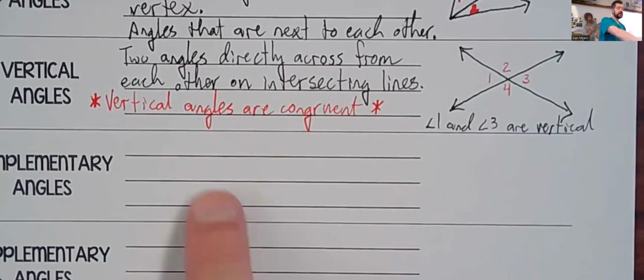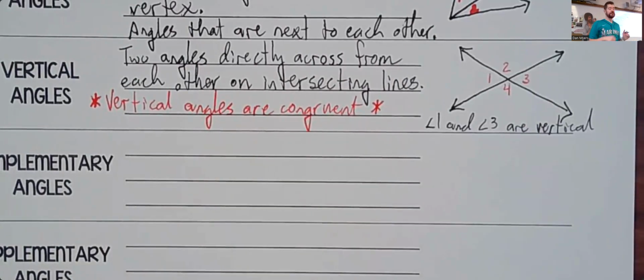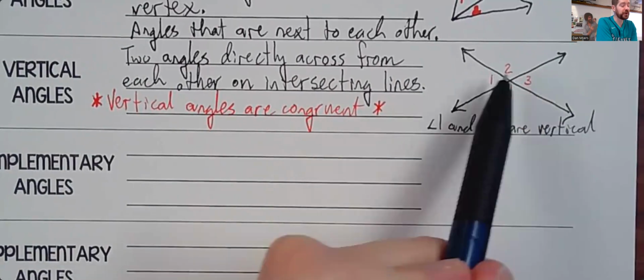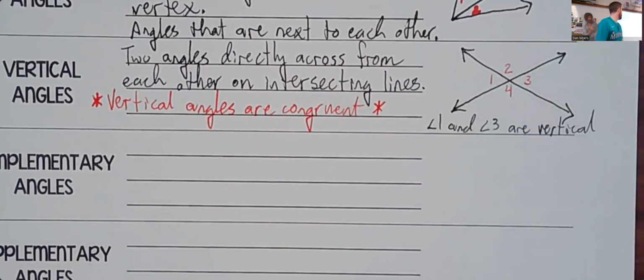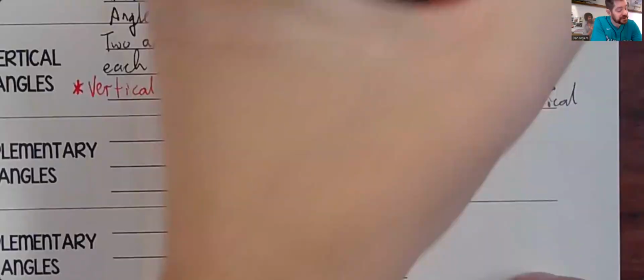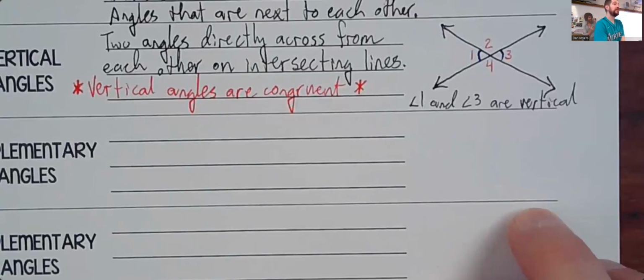We also wrote this thing right down here that vertical angles are congruent. So in terms of showing congruence within angles, I'm going to show you how to do that real quick. So angle 1 and 3 would have the same angle measurement. Angle 2 and 4 would also have the same angle measurement as each other. And the way that we show that, with segments, we did like the little tick marks through the segments. With angles, we're going to do a little arc right in the angle.